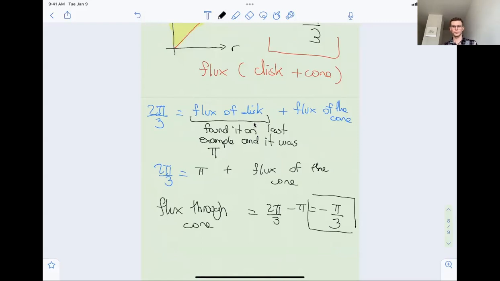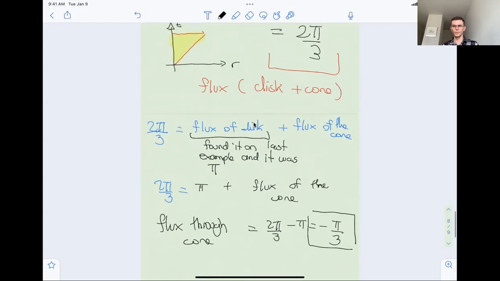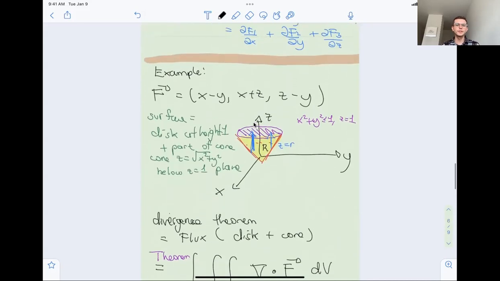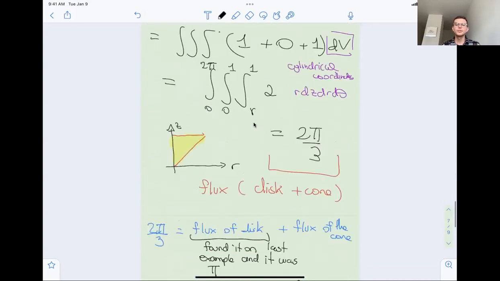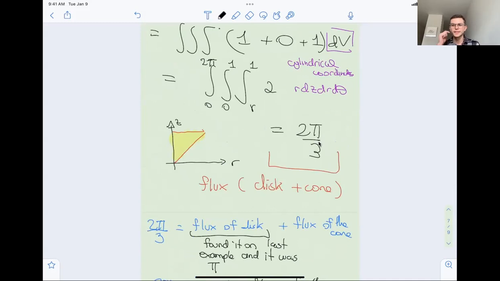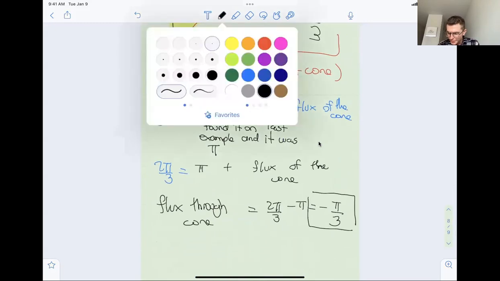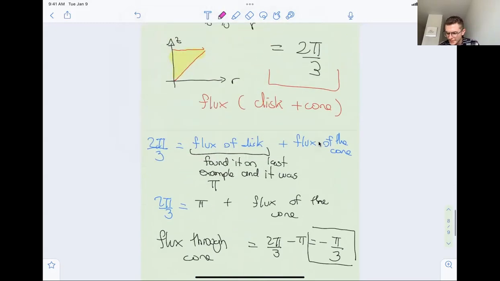Sorry, did the original question just ask for the flux through the cone? Well, the answer to the original question is 2 pi over 3, because it asks for the combined thing. So I'm just showing this as an alternative, but this is the answer.